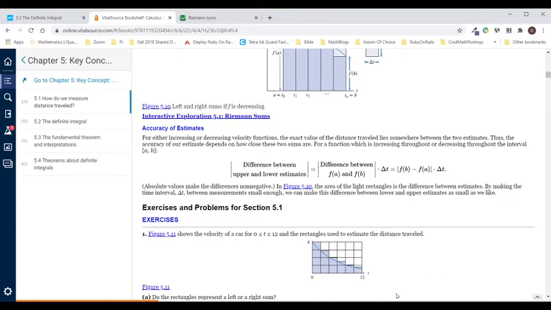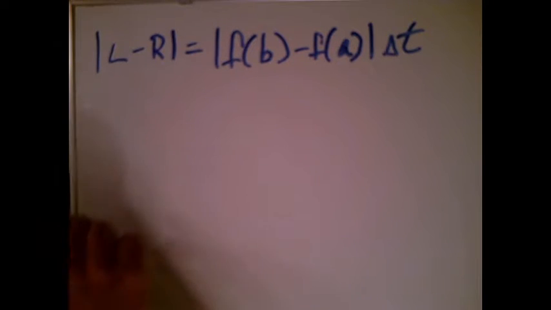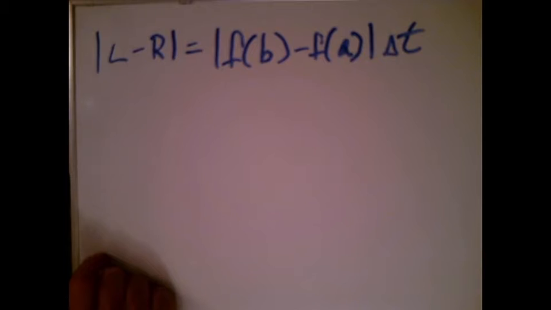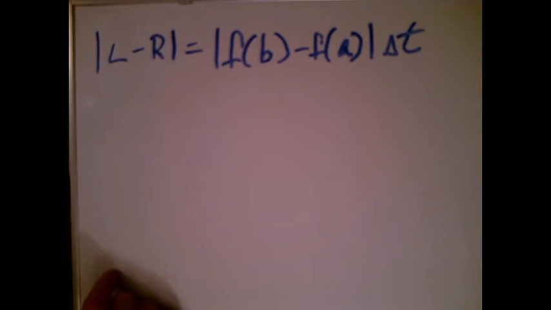Now, what I've done here is I just wrote down what they said using our brand new notation. The difference between the lower and the upper, if the function is always decreasing, then the left is the upper and the right is the lower. But if the function is always increasing, the left is the lower and the right is the upper. So the difference between the upper and lower, if the function is always increasing or decreasing, is just the absolute value of the left sum minus the right sum.